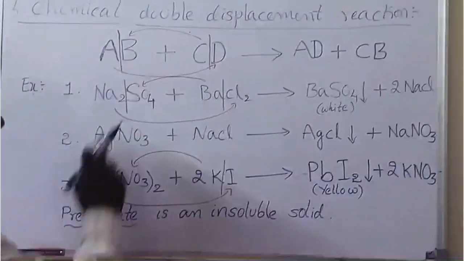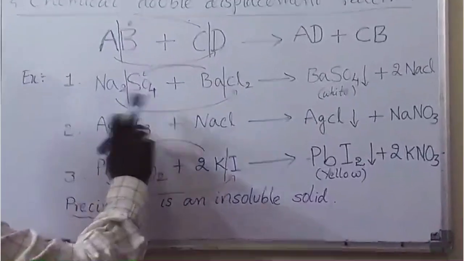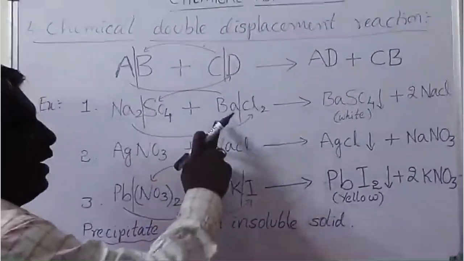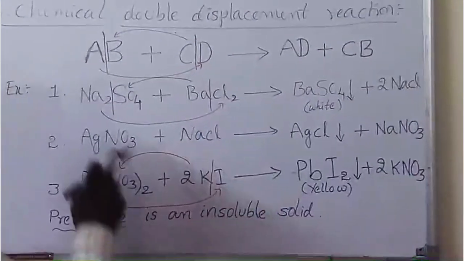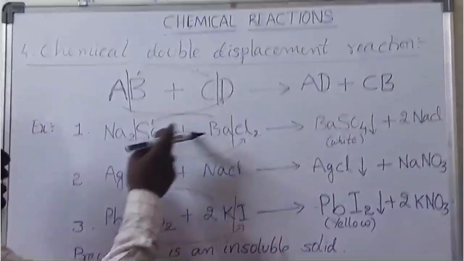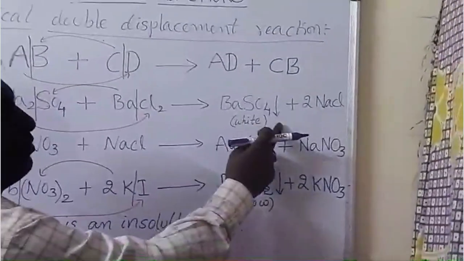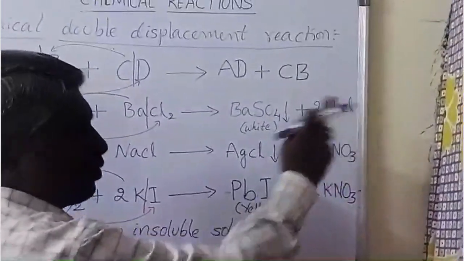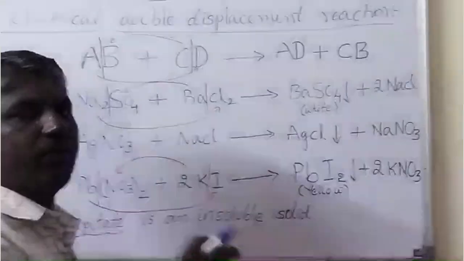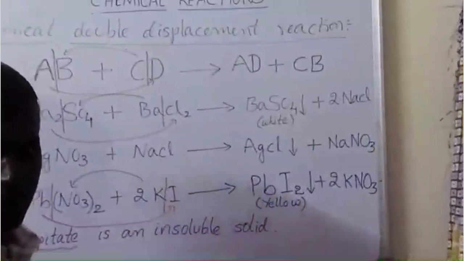Here sodium sulfate means it is a mixture of sodium and sulfate. Barium chloride, it is a mixture of barium and chlorine. Then sodium combined with chlorine, barium combined with sulfate. Therefore, it is forming as barium sulfate plus sodium chloride. Here, barium sulfate is a white color precipitate. Precipitate is expressed with a downward arrow.